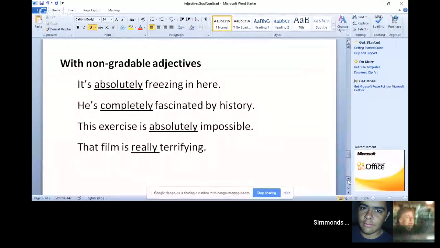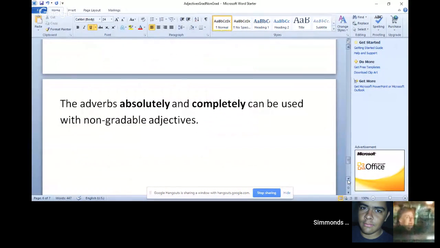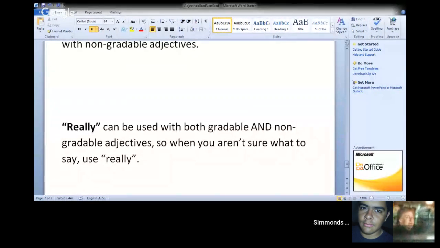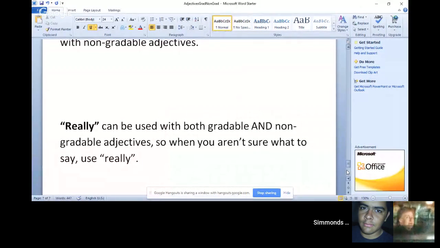Okay. I want to move down here and again look at some more examples. So the adverbs absolutely and completely can be used with non-gradable adjectives and really can be used with gradable and non-gradable adjectives. So when you aren't sure what to do, aren't sure what to say, you're supposed to use really, okay? And that's basically it. How do you feel after this? It's a very difficult topic. It's something that, if it's new to you, is going to be extremely difficult. Once you understand the gradable and non-gradable adjectives and what those are, then it won't be that difficult.